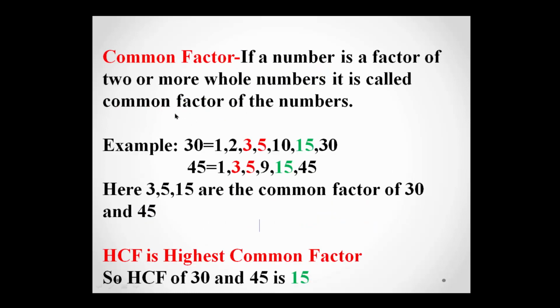What is common factor? If a number is a factor of 2 or more whole numbers, it is called common factor of the numbers. Example, first we will write the factors of 30. So, 1, 2, 3, 5, 6, 10, 15 and 30. Factors of 45: 1, 3, 5, 9, 15 and 45. So, which is common? 3 is common, 5 is common and 15 is common.